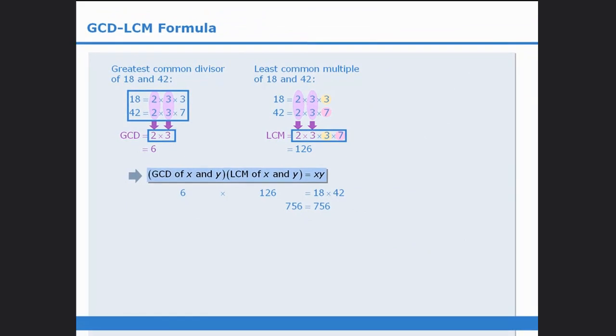Now, this formula does not come up very often. However, if you do encounter a question that involves the greatest common divisor and the least common multiple of two numbers, this formula may come in handy.